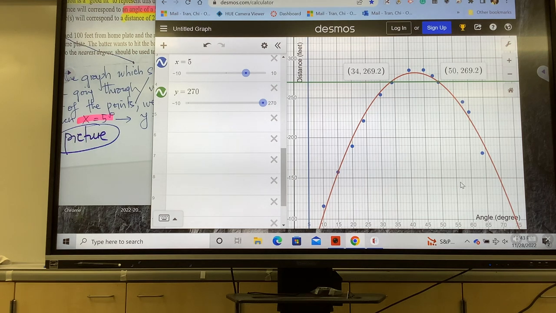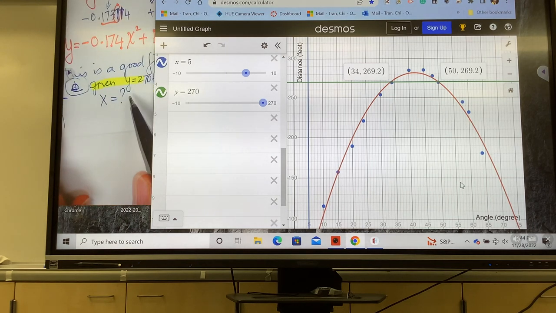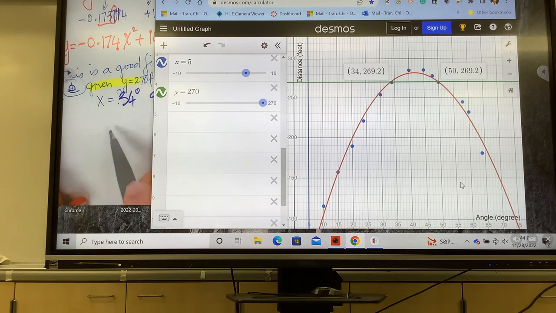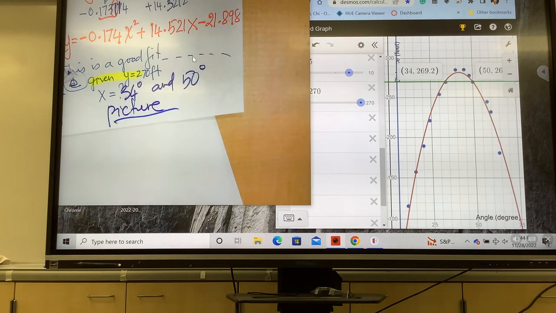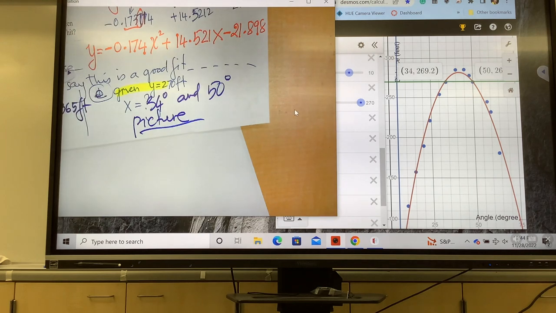So you will have x equal 34 degrees and 50 degrees. Picture there. You have to show the picture, okay? Make sure you show the picture to support your answer. Basically, that's it, class. That's it, okay?